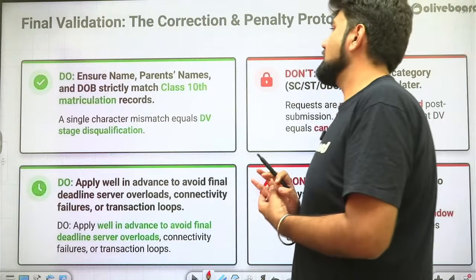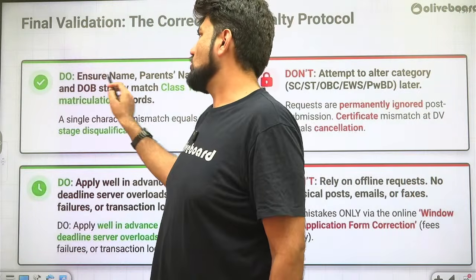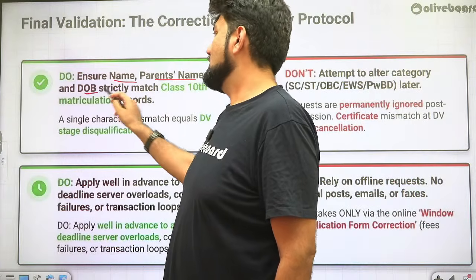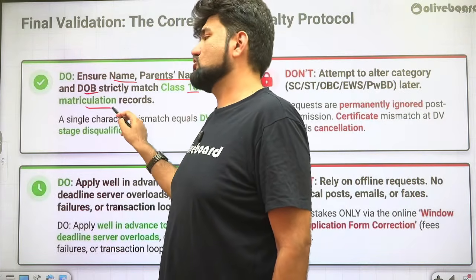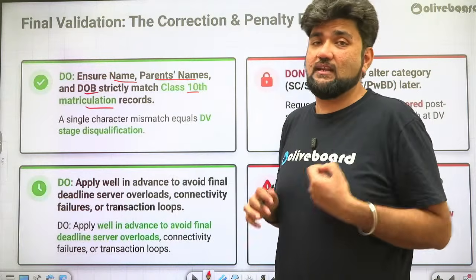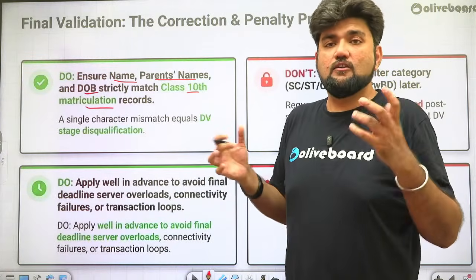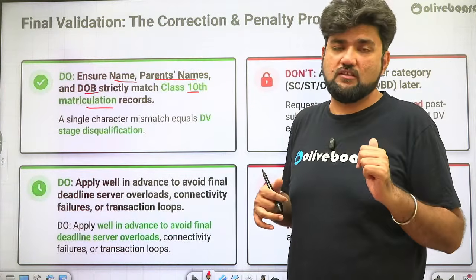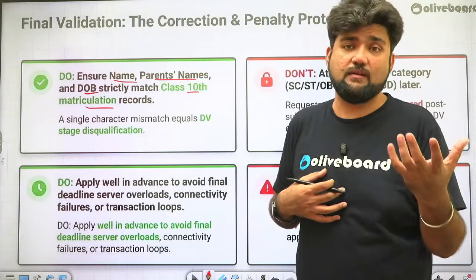So the correction and penalty protocol. Ensure that your name, parent's name and DOB strictly match the matriculation records. Your class 10 certificate, whatever name spellings it holds. Sometimes people tend to change spellings, especially their parents' names, they end up changing the spellings. And it has happened with me. That is why I'm telling you.